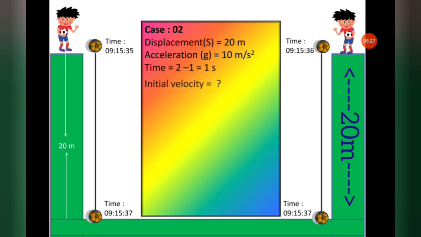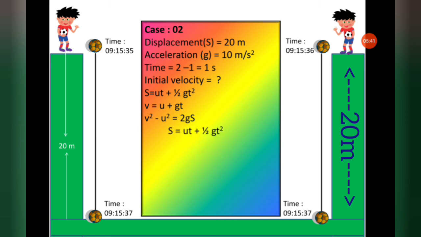जो हमारा मेन क्वेश्चन था वो यही था कि find out the initial velocity by which the ball is thrown. So we have these three equations of motion. S is equal to ut plus half gt square, v is equal to u plus gt and v square minus u square is equal to 2gs. अभी हमें निकालना क्या, इनिशियल वेलोसिटी. टाइम हमारे पास है, एक्सेलरेशन है, डिस्प्लेसमेंट है. So here also we don't have final velocity.